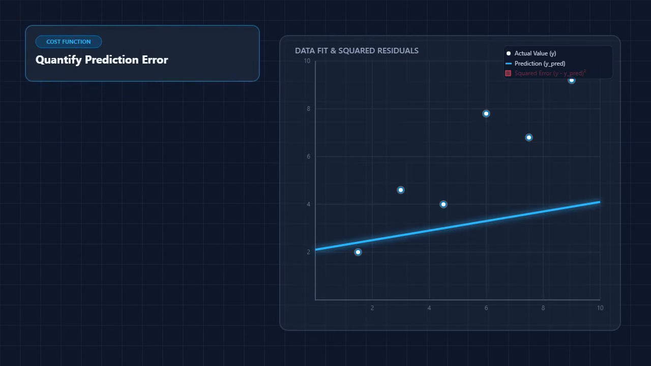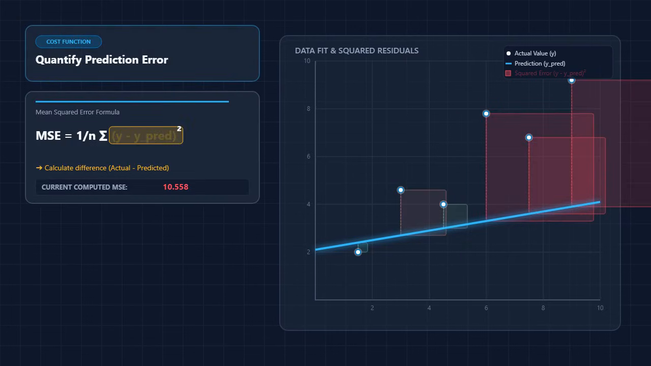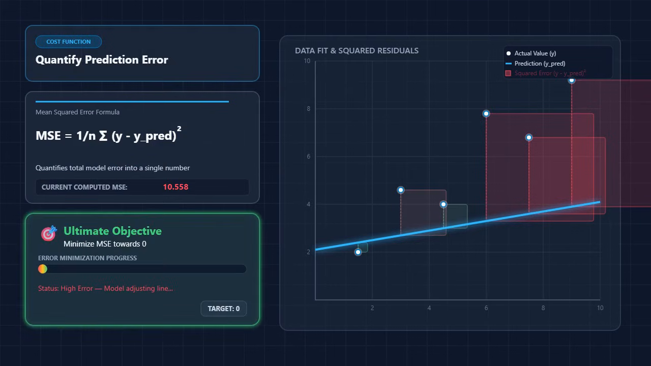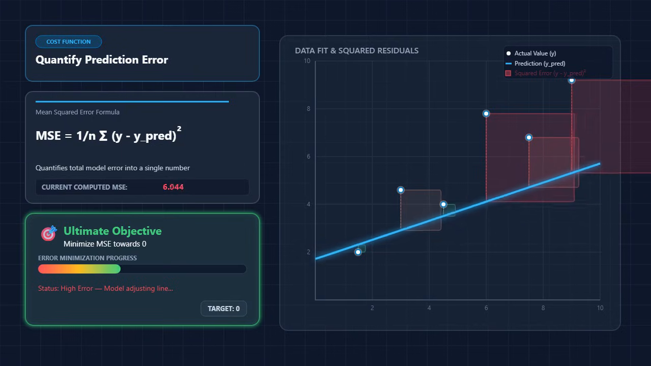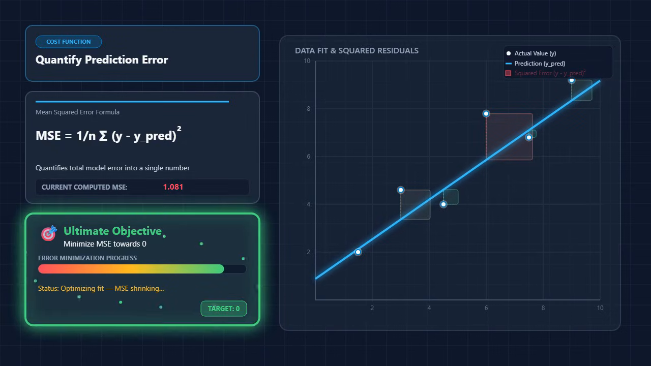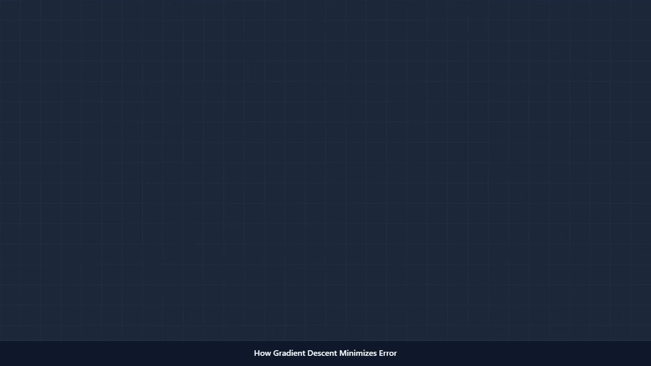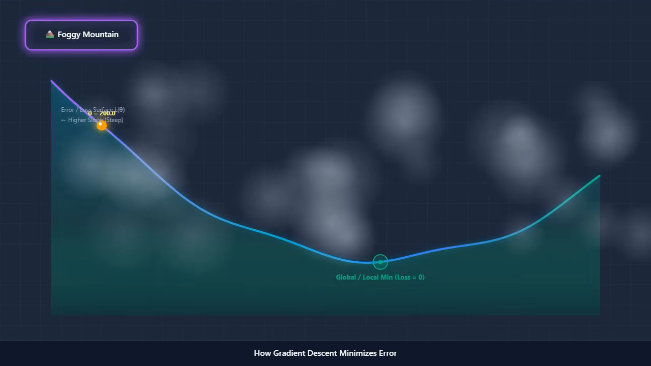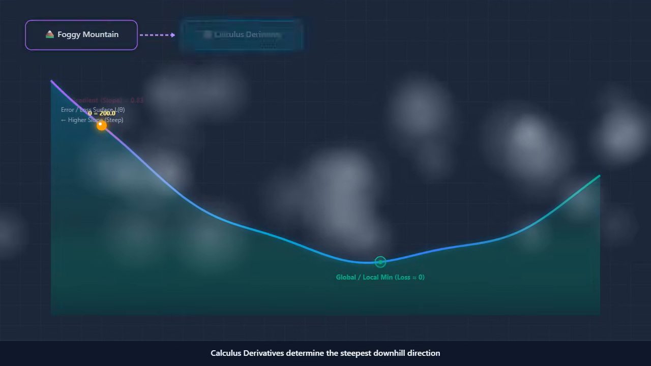To improve, the model must know how wrong it is. We use a cost function, specifically mean squared error, or MSE. MSE calculates the difference between the actual values and the predicted values, squares them, and finds the average. The model's entire goal in life is to minimize this MSE value to 0. How does it minimize the error? Using an optimization algorithm called gradient descent.